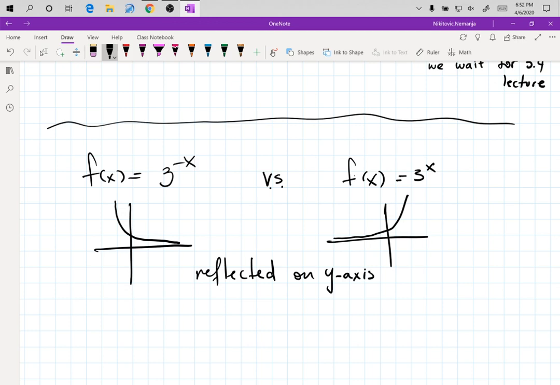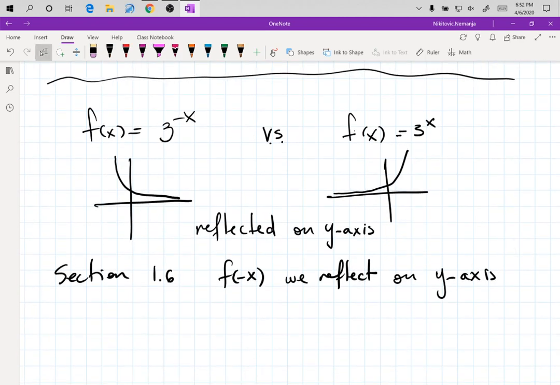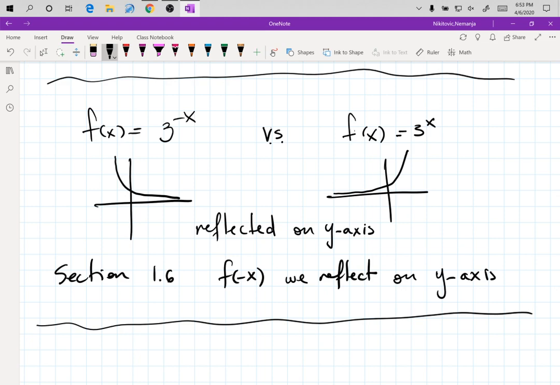Well, that's exactly what you learned in 1.6. Section 1.6 says that when you have f of negative x, we reflect on the y-axis. So there is no surprise there. All of mathematics has to click everywhere, right? There are no exceptions ever, anywhere. All of it has to click 100% of the time, and no inconsistencies of any kind anywhere.